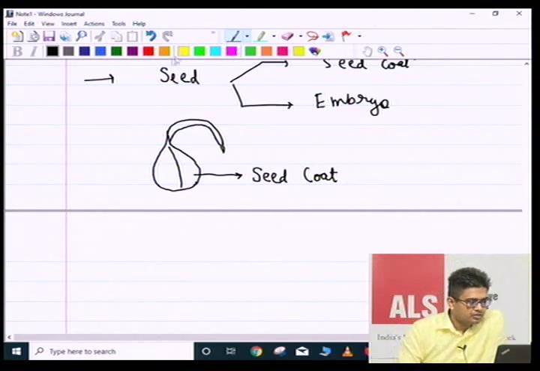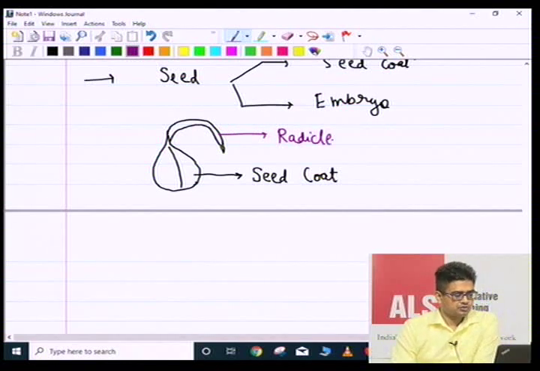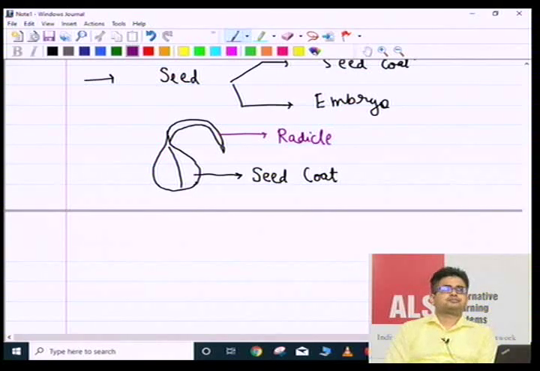And the next thing here is called the radicle. Radicle. Okay. Now please try to answer this. The seed is undergoing germination. This is the germinating seed that I am showing you here.